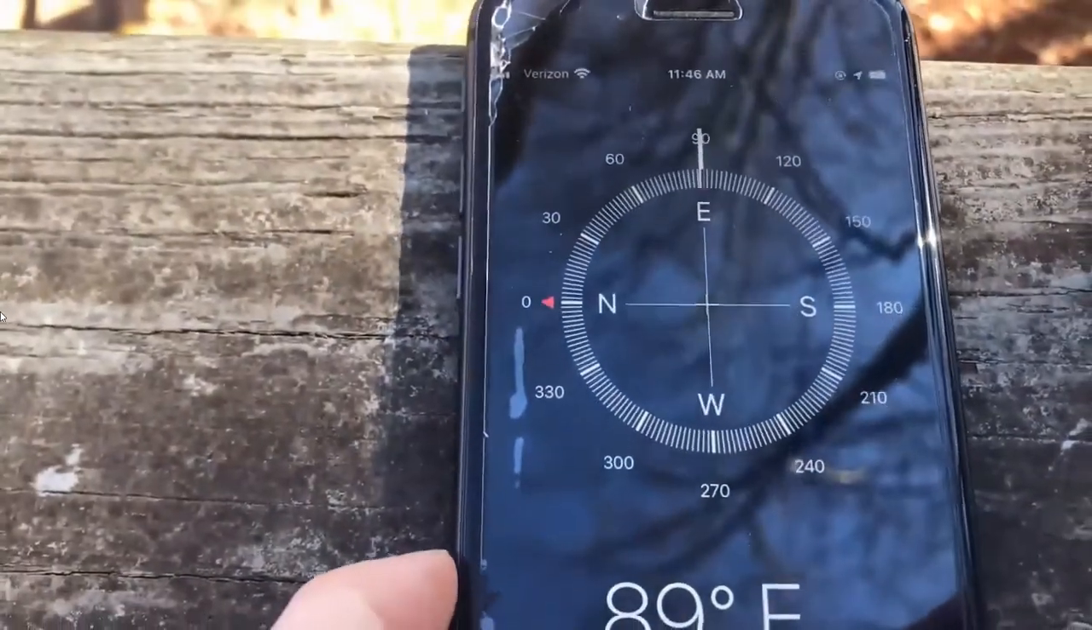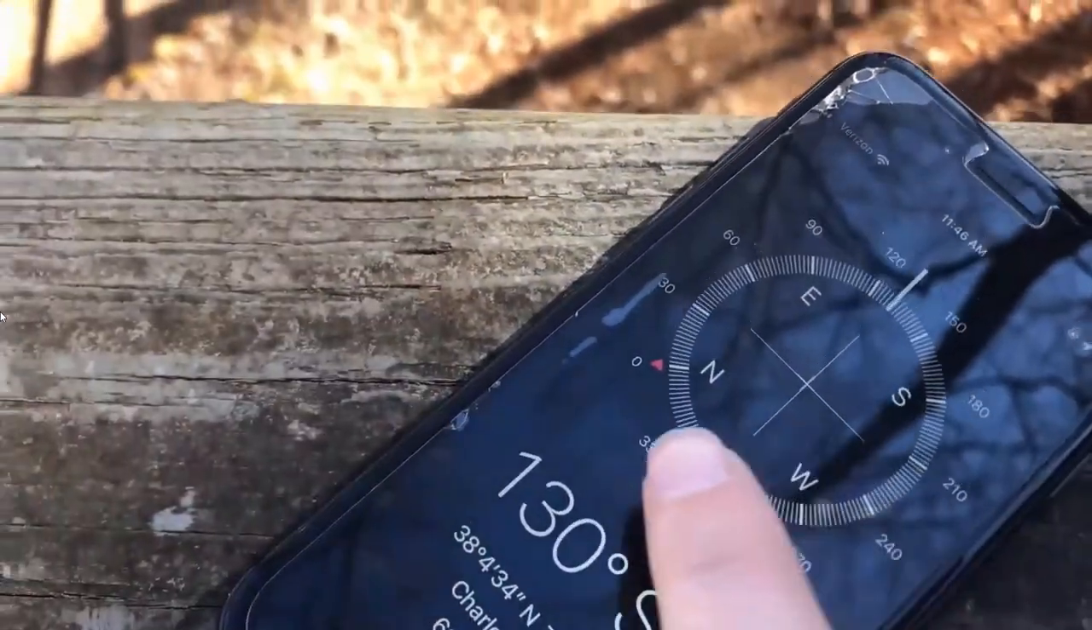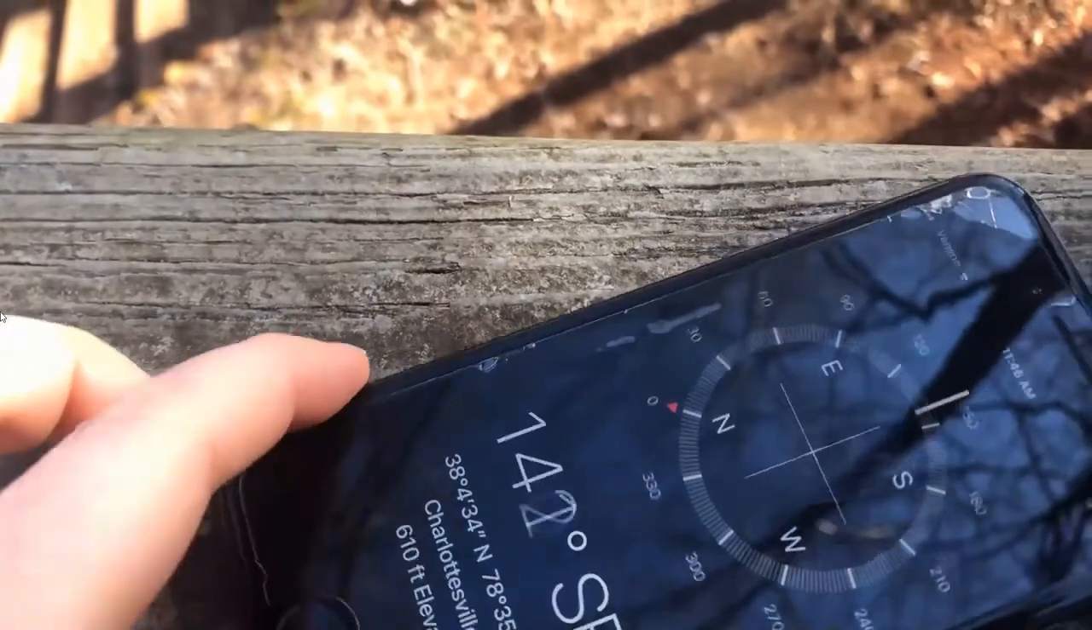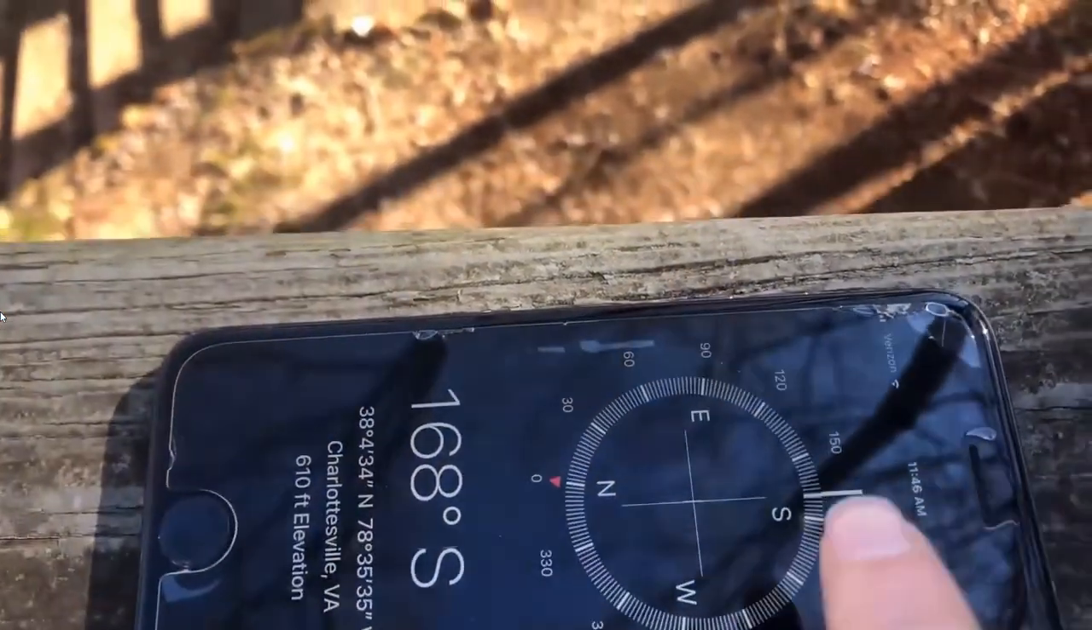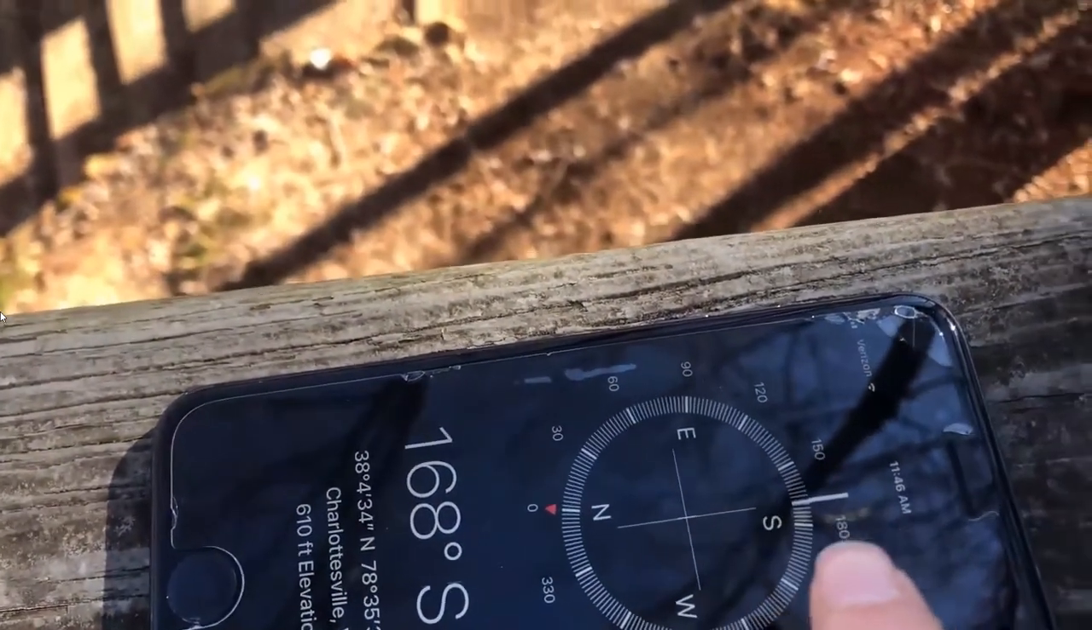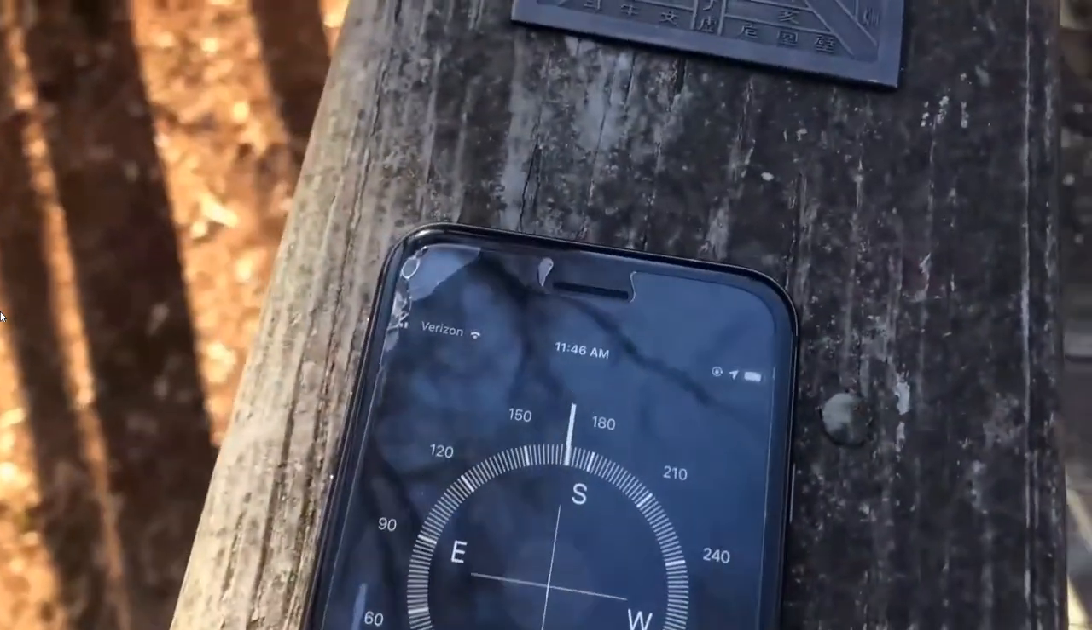This compass works the same way. As I turn it, the red arrow pointing toward north stays in the same spot, and the line telling you which way the phone is facing is moving. So right now, the phone is facing to the south.